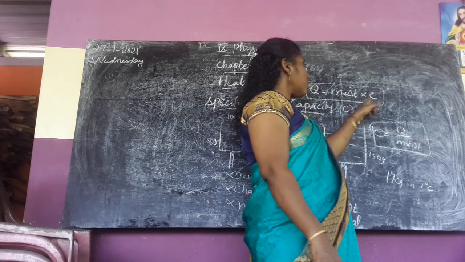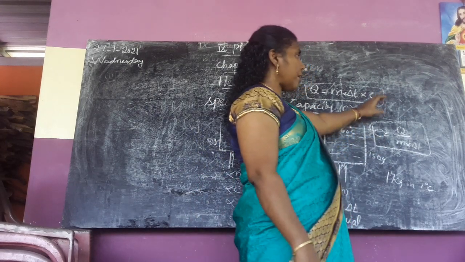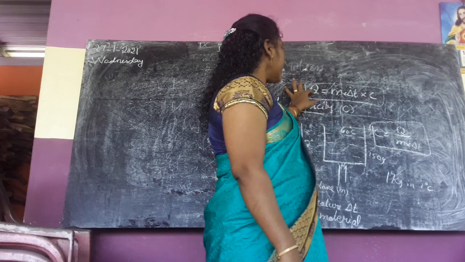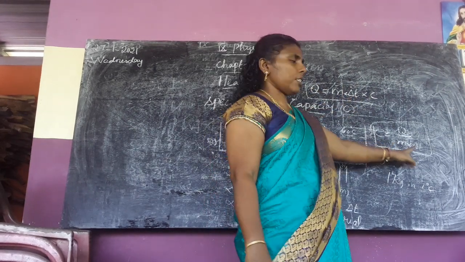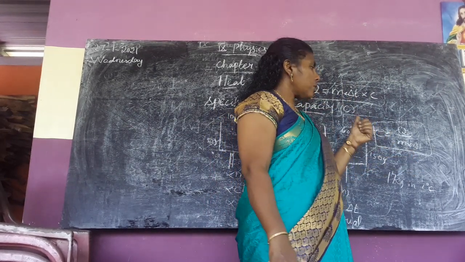So C is the specific heat capacity. We can find C by keeping C alone on one side. So C equals Q divided by M into delta T. We get the formula.